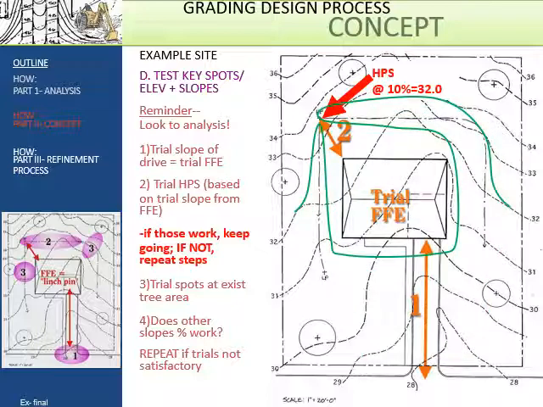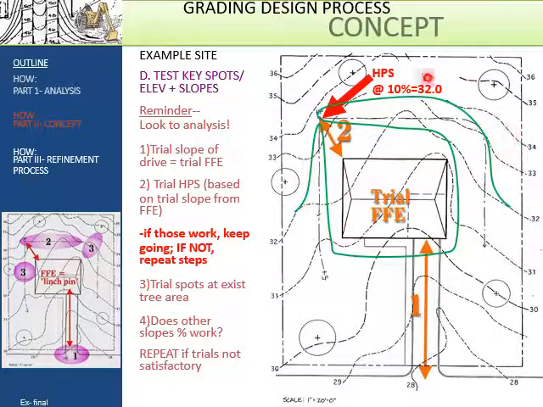And so the next one we're trying is the highest of the high points of the swale. This one is at 32. We have a 10% slope on this driveway. Now, if we look at the 32 contour and we bring that up and around, that's starting to look a little more reasonable.